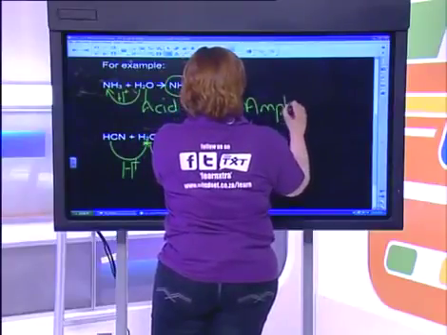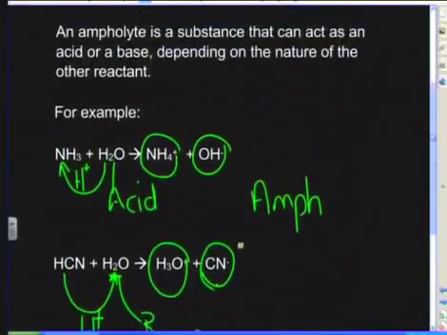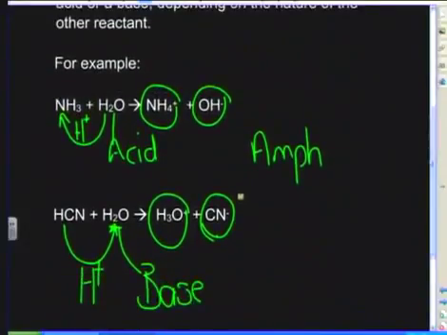Oh, I've got to remember how to spell this, and I'm trying to put it on the board, and I can't remember how to spell amphiprotic. I'm not going to even try to spell it for you, because that's just going to be embarrassing. You don't need to know.